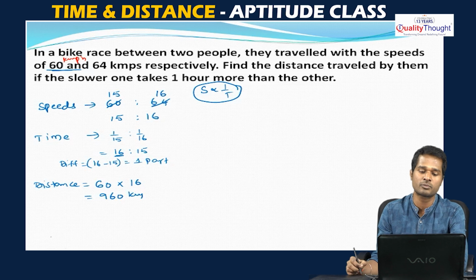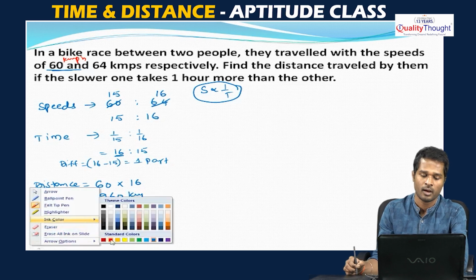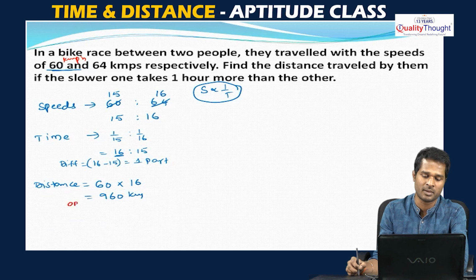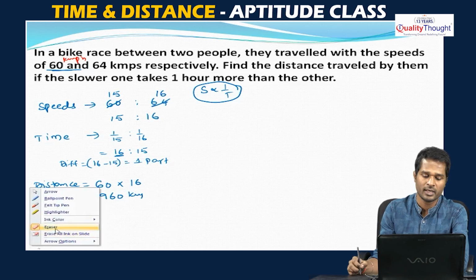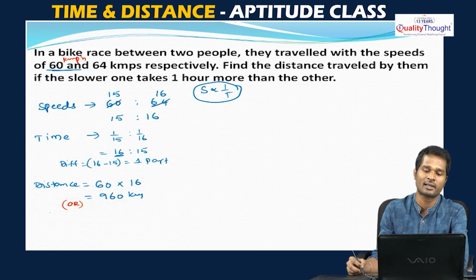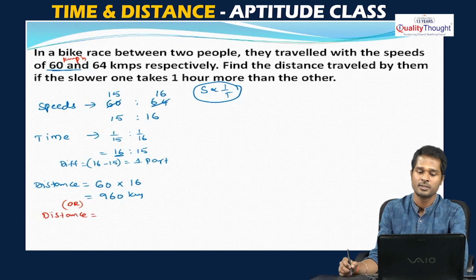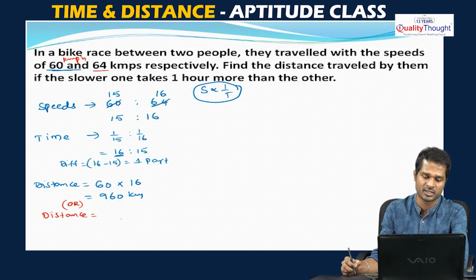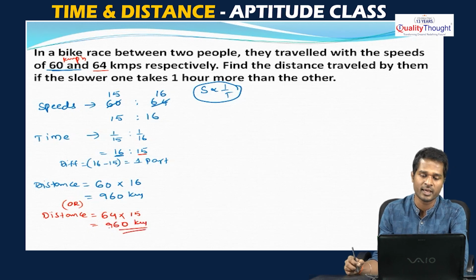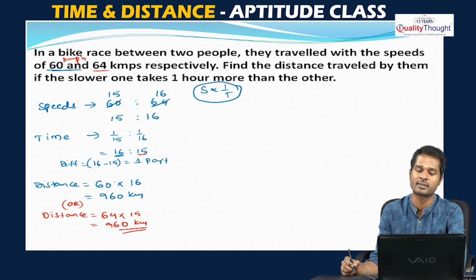So I found the distance by using the first person's values, or we can calculate the same distance by using the values of the other person. Let's see whether we get the same answer or not. The second person traveled with a speed of 64 kilometers per hour for 15 hours. So 15 4s are 60, 15 6s are 90 plus 6, 96. In any case you will get the same answer, which is 960 kilometers.